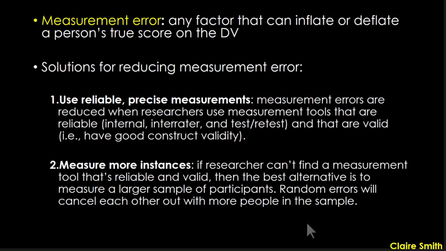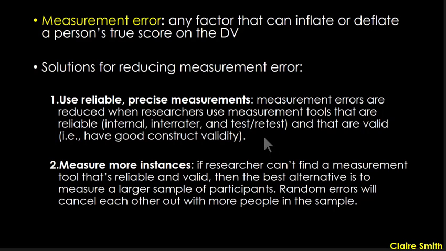If you're measuring people's heights, something as simple as that, and the person who's measuring the height is shorter than them, so when they're measuring it with a meter stick, their eye level is a little bit angled, so their measurement's a little bit off, right? That's a measurement error. It's inflating or deflating a person's score. Ways we can get rid of this is to use reliable and precise measurements, obviously.